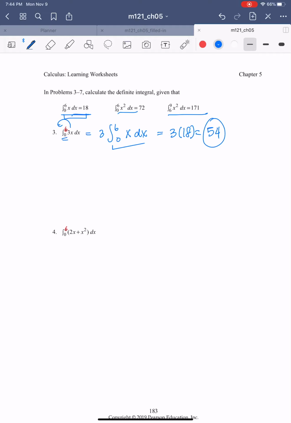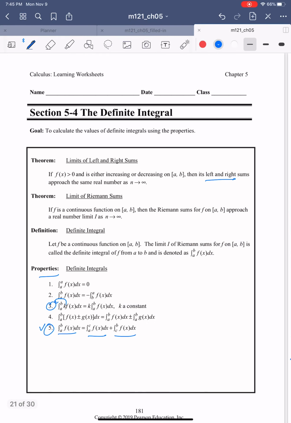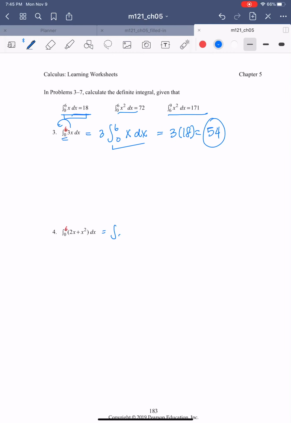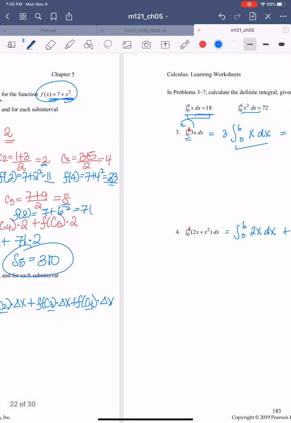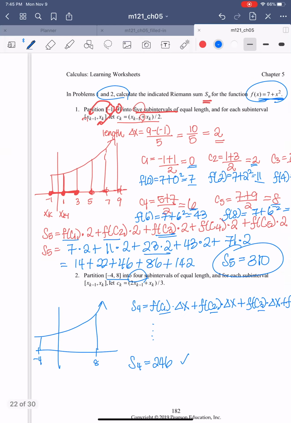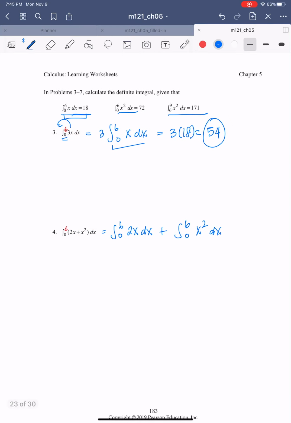Now, number 4. We have the addition, so why don't we separate addition by using property number 4? So I can do this, 0 to 6, 2x dx, and then 0 to 6 x squared dx. The number carries over. You see that a to b, a to b, a to b. Even though you separate it, the number stays consistent. Also, notice that 2 can be pulled out just like the number 3. I'm going to do that. 2 pulled out constant term, 0 to 6 x dx. And then 0 to 6 x squared dx.